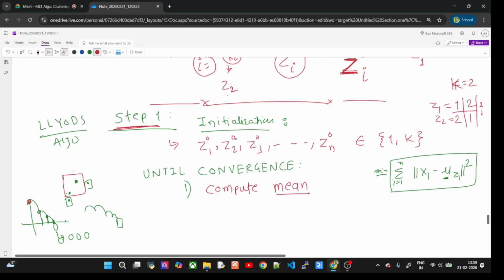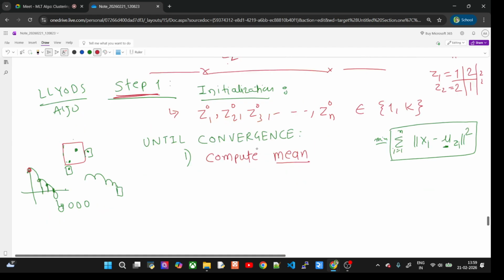First, you have to initialize your cluster indicator, with any initialization: x1 belongs to 1, x2 belongs to 2, x3 belongs to 1, x4 belongs to 1, randomly. Next, you have to calculate the mean for every iteration or every loop, which is nothing but the summation of i equal to 1 to n. You know the formula, I am just writing it here one more time.